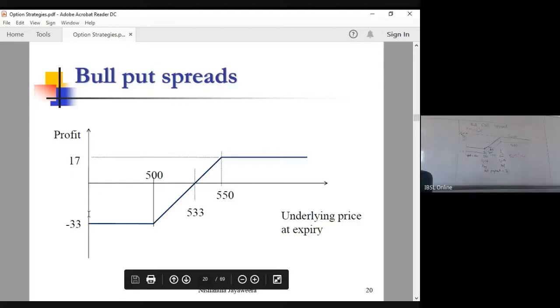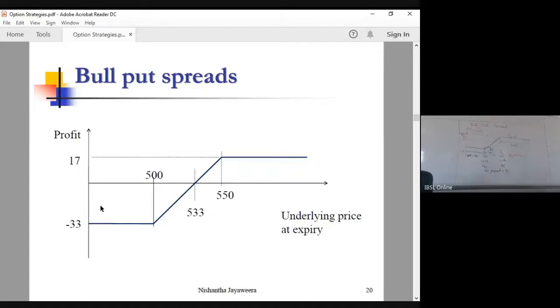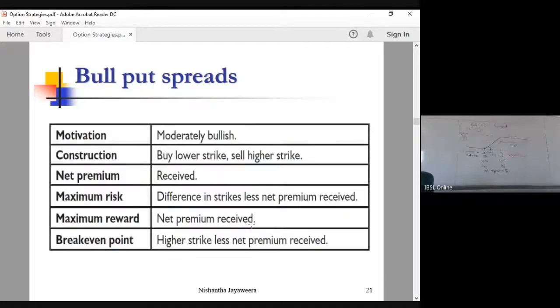Maximum loss, that's the difference between two strikes minus 70. That's the maximum loss. Difference in strikes less net premium received. So that's the maximum risk.